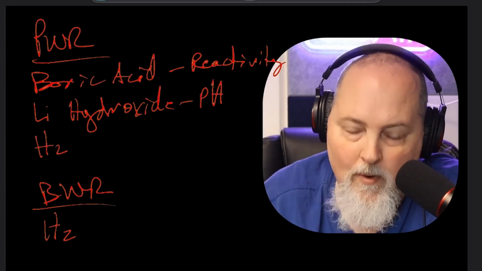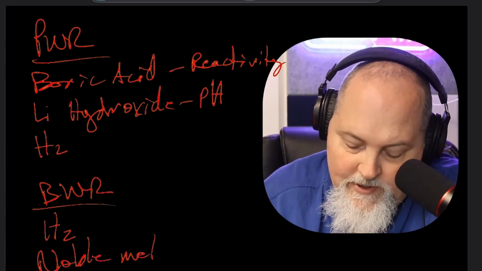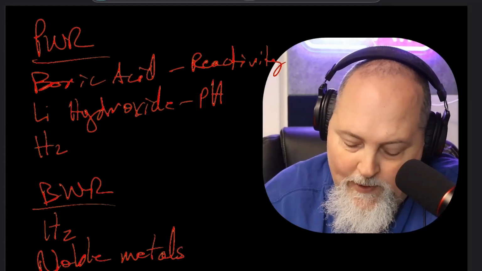We don't add boron, and then we use noble metals. And we just say noble metals because there's a bunch of them we could use. It doesn't matter which one. All right, so what do abnormal chemistry conditions look like?